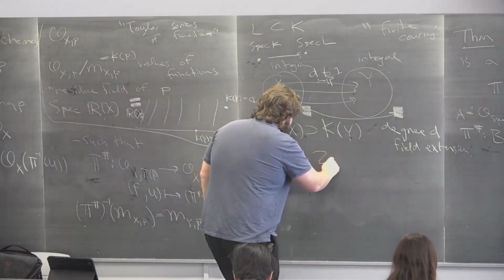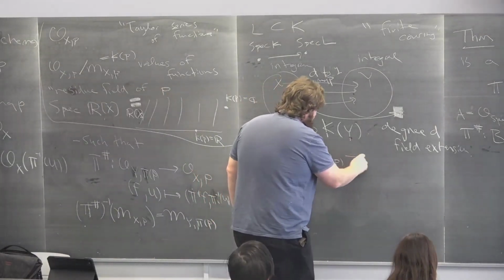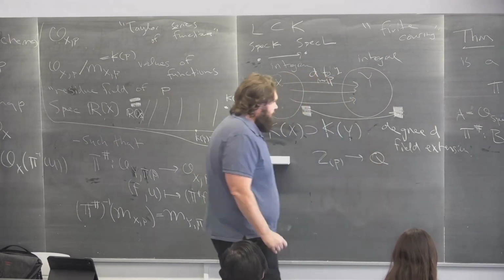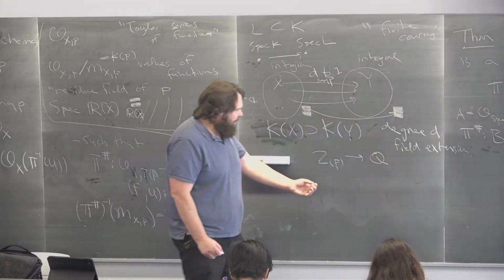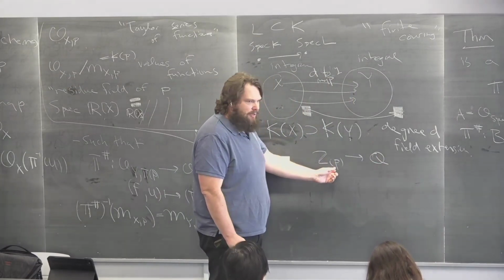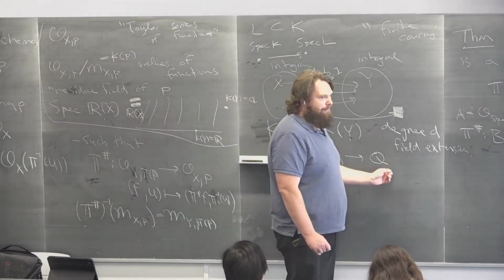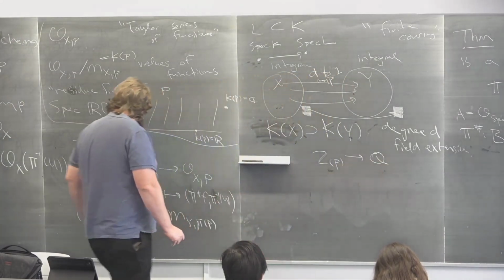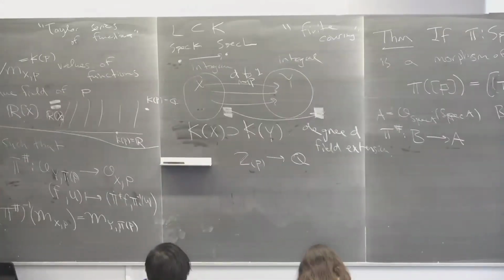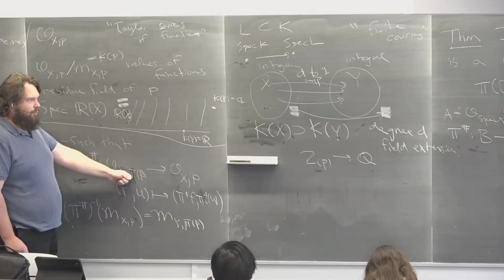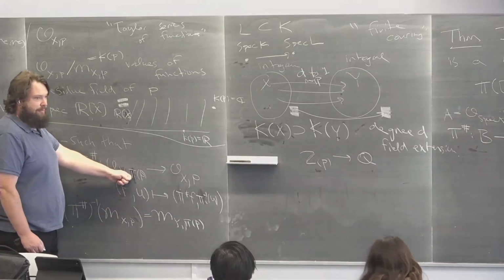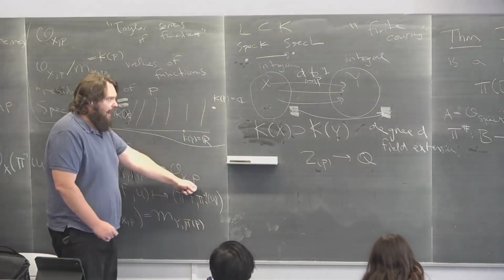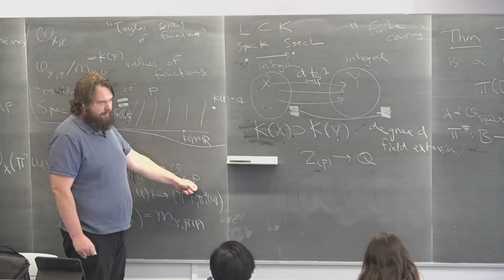I get the map from Z_(p) into Q, right? And exactly the problem here is there are elements of the maximal ideal here that map to units here. So another way to say this condition is that if I have something which is not a unit, which is in the maximal ideal, it maps to something that's not a unit here.